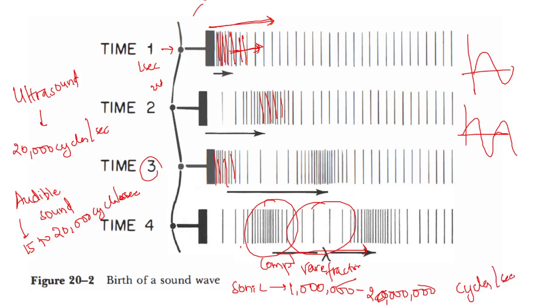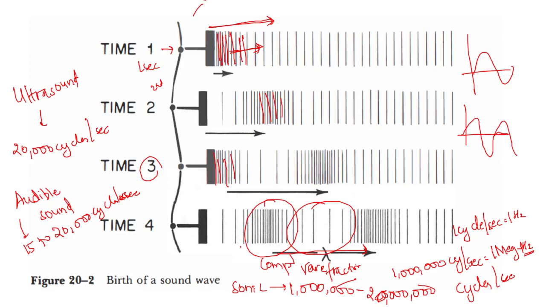Okay. If you see, one cycle per second is called 1 hertz. 1 million cycles per second is called 1 megahertz.